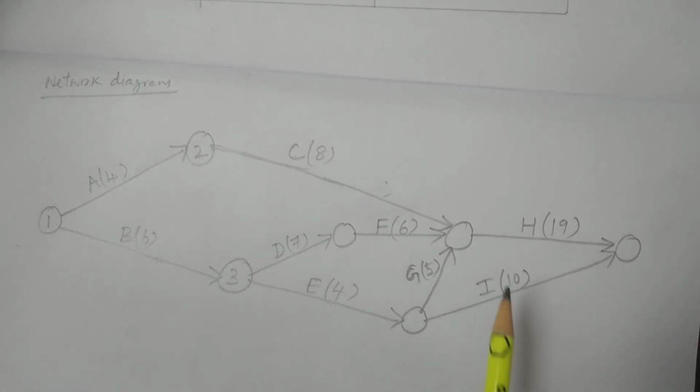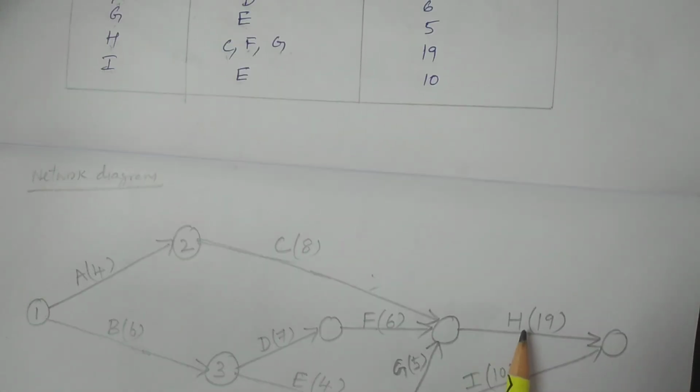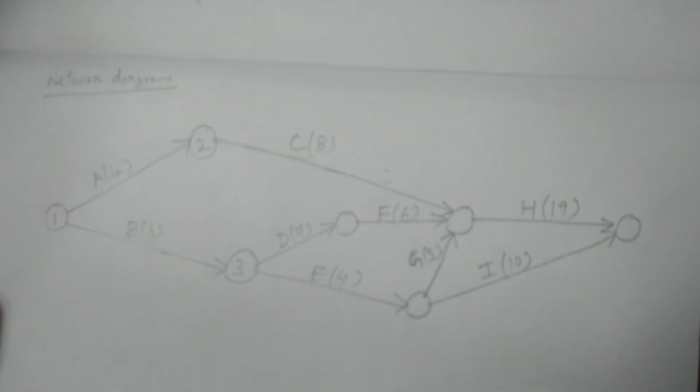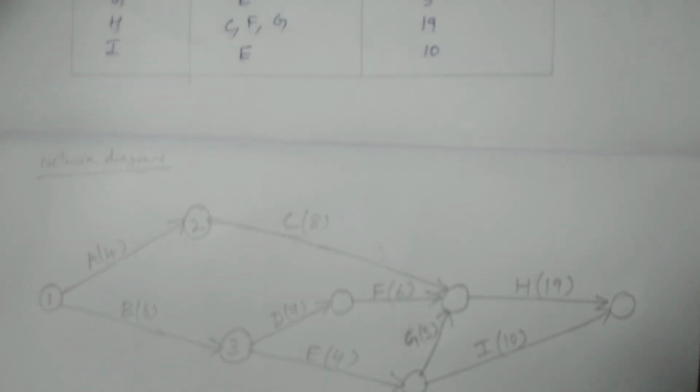You see here, before starting the activity H, C, F, G are to be finished. You see here, C is finished here, F is finished here, G is finished here. So that, and then H is started. This is what you have to look after, the relations between one activity to another activity. You have to observe the relation and then you have to draw the diagram. And I see all the relations now.